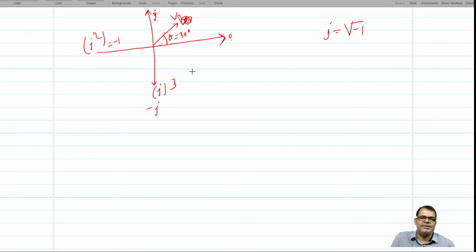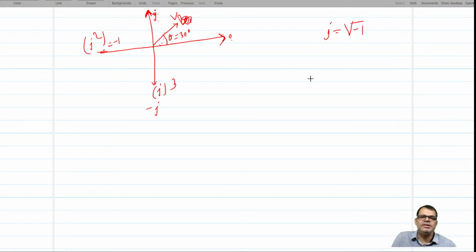Axis: 0 is the real axis, 0 degree; then 90 degree is the j axis, the perpendicular axis. Minus j square, the j square axis, is the 180 degree. The j cube axis, j to the power 3, is minus j, the minus 90 degree or 270 degree, not an issue.